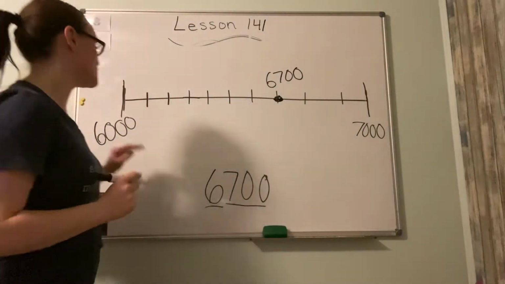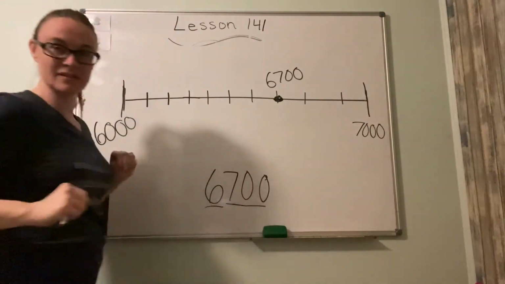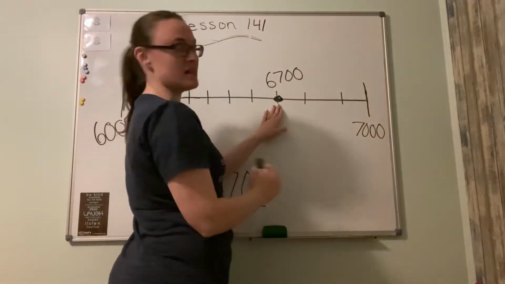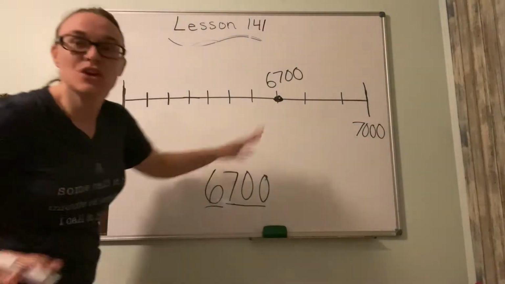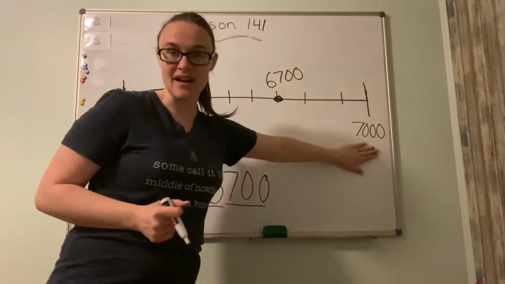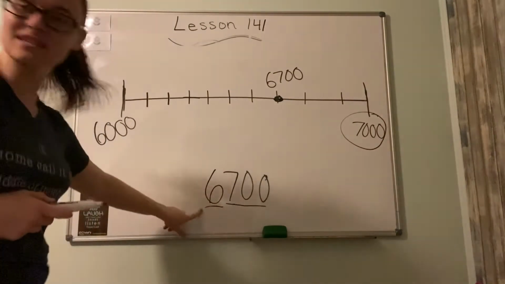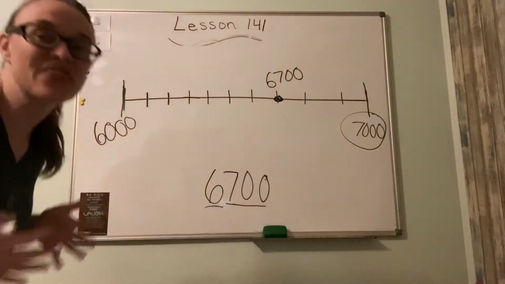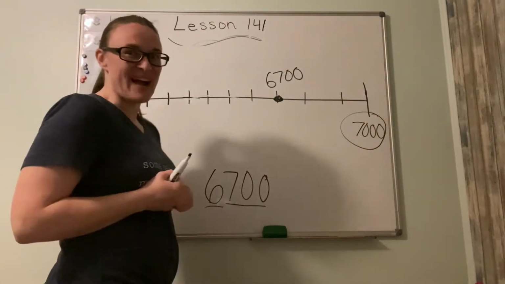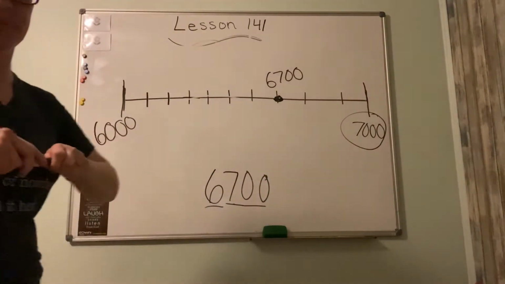How many hundreds is between 6,000 and 6,700? 1, 2, 3, 4, 5, 6, 7, right? And how many hundreds is between 6,700 and 7,000? 1, 2, 3. So which thousands number is it closer to? 6,000 or 7,000? It's closer to 7,000, isn't it? So if I told you to round 6,700 to the nearest thousands number, it would be rounded to 7,000, right?